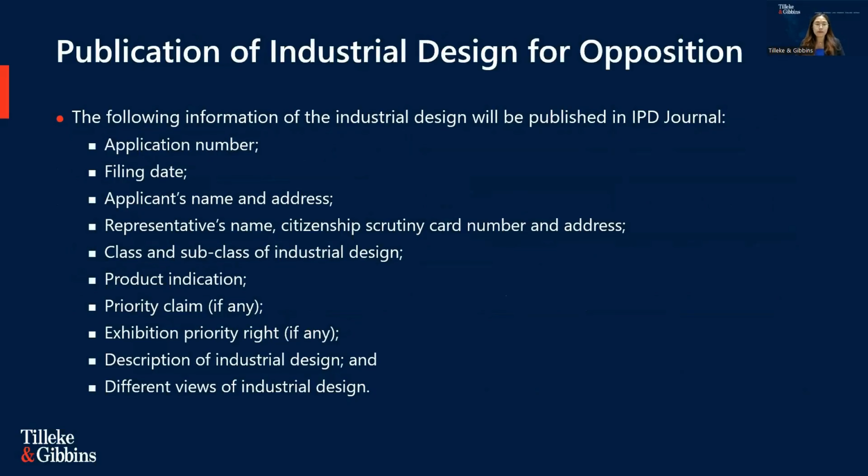This is about the publication of the industrial design for opposition. One, the IPD publishes online. The following information of the industrial design application will be mentioned. Obviously, it is the application number, the filing date, applicant name and address, and details of the local representative, class and subclass of industrial design, and the product indication. If there is any priority, the priority claim information will be mentioned, and the description and drawing of the industrial design.